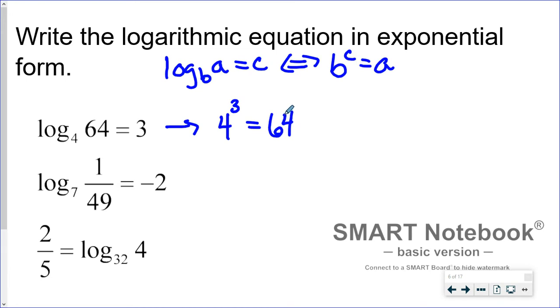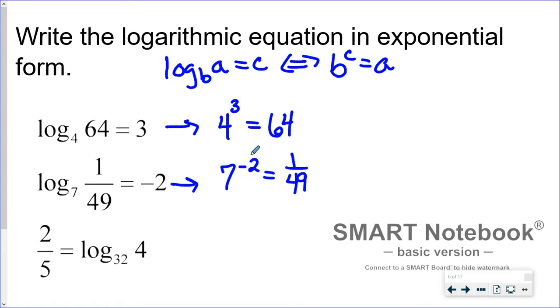And numerically, it's fairly easy to check this, right? Is 4 cubed equal to 64? Yes, of course it is. All right, so we can go ahead and do the same thing here. We can say 7 to the negative second power is equal to 1 over 49. Is that true? Yes, it is.